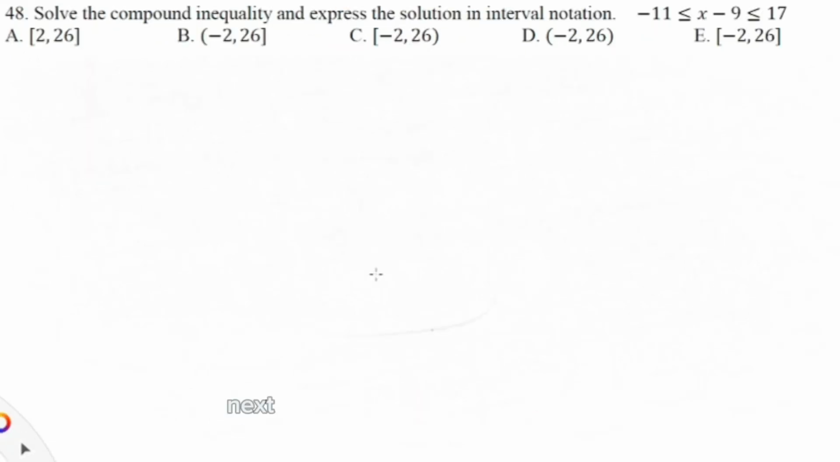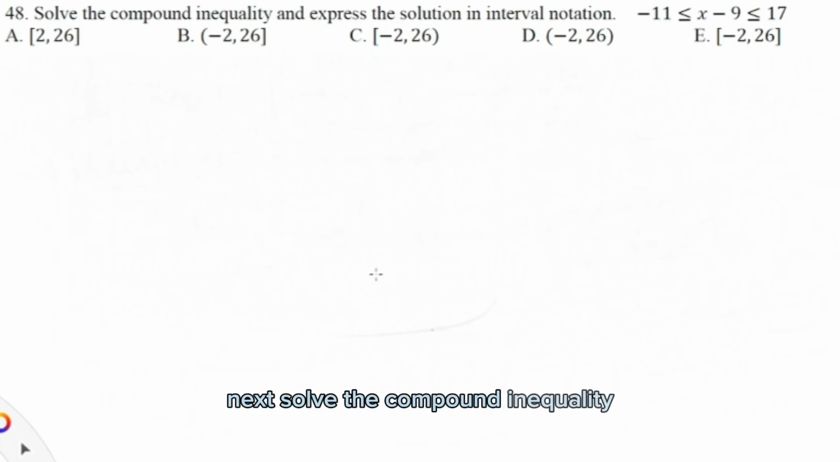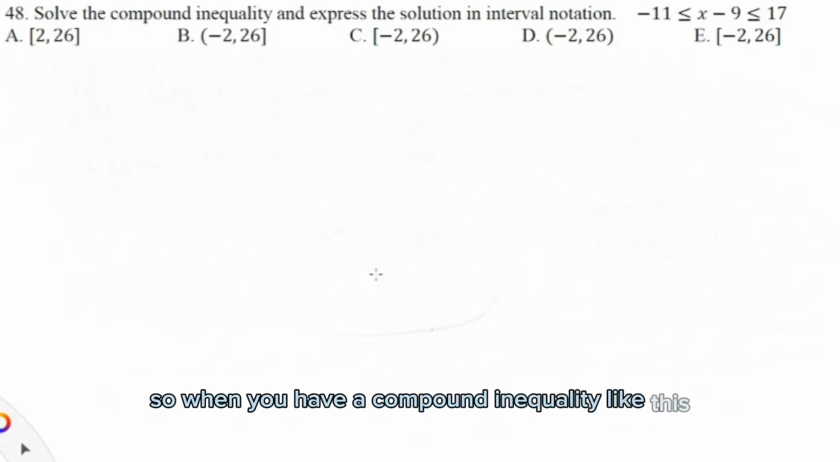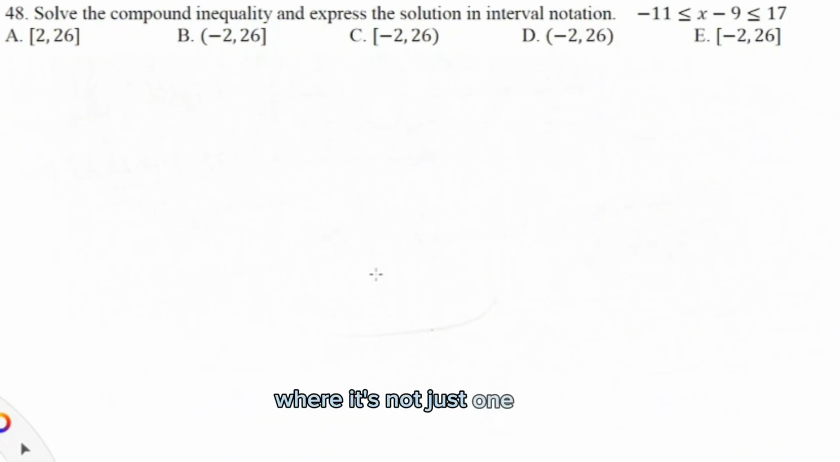Next, solve the compound inequality and express the solution in interval notation. Alright, so when you have a compound inequality like this, where it's not just one side that you have the inequality, you have it on both sides, all you have to do is just do the same thing on both sides. So in a normal equality, to solve for x, you would just add 9 to the other side. However, since there's two sides, you just add 9 to both sides.